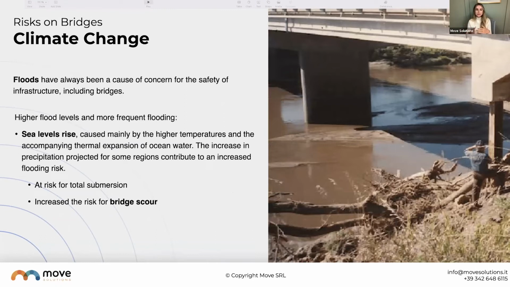Another component is the floods. So as we have increased temperature, the sea levels are rising, mainly from the higher temperatures and the accompanying thermal expansion of the ocean water. We also have increased precipitation, and that's contributing to more flooding. And there's many safety problems with flooding in bridges. You have a total risk of submersion. You have also a higher risk of bridge scour.